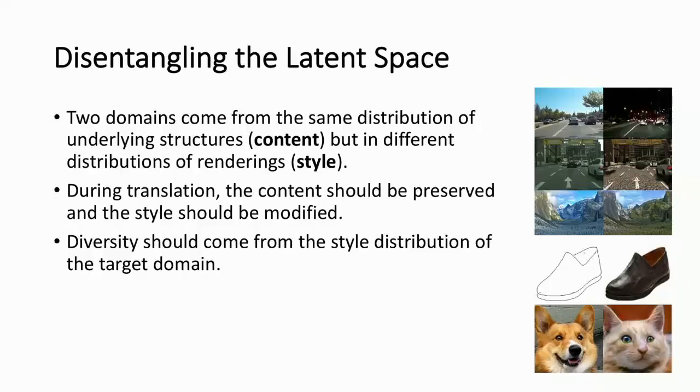So where should the diversity come from? Each domain does not have just a single style latent code. They have a distribution of styles. So the diversity should come from the style distribution of the target domain. For example, when we translate a contour to a shoe, the shoe could have different textures or colors, and they are like a style distribution in the target domain. And so the multimodal translation should capture that diversity in the generator function.